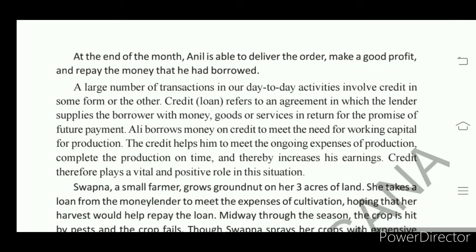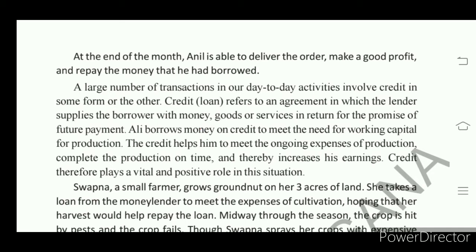And we see here a large number of transactions in the economic system with the involvement of credit. Understand, in maximum day-to-day activities we find the involvement of credit. This we find in the market, especially in the vegetable market.